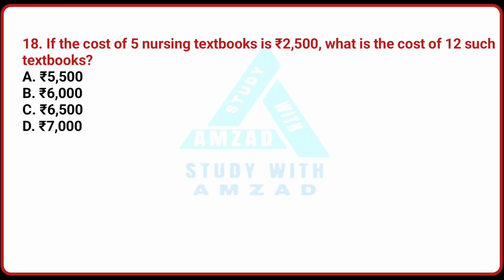Question number 18. If the cost of 5 nursing textbooks is 2500, what is the cost of 12 such textbooks? Option A, 5500; option B, 6000; option C, 6500; option D, 7000.